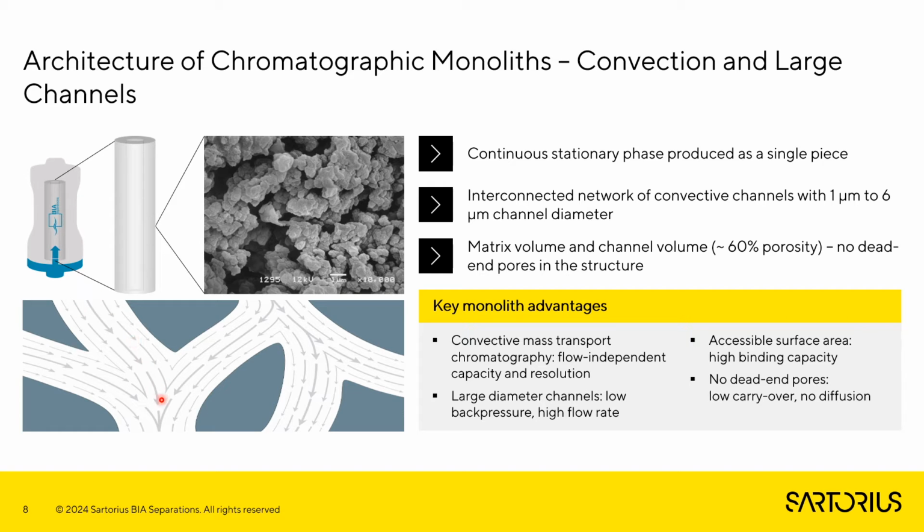So all of the material, all of the RNA or DNA flowing through the structure of these channels will be in direct contact, in direct access to the entire binding surface area, which means that we eliminate the process of diffusing our RNA, our DNA into these dead-end pores. Instead, we have a process entirely based on convection, which allows us to have flow-independent capacity and flow-independent performance of a chromatographic column.